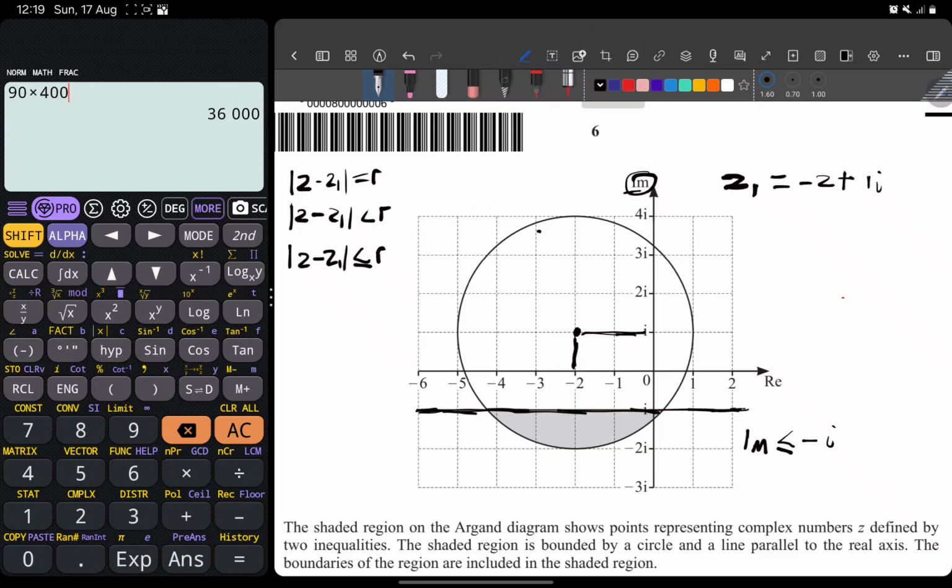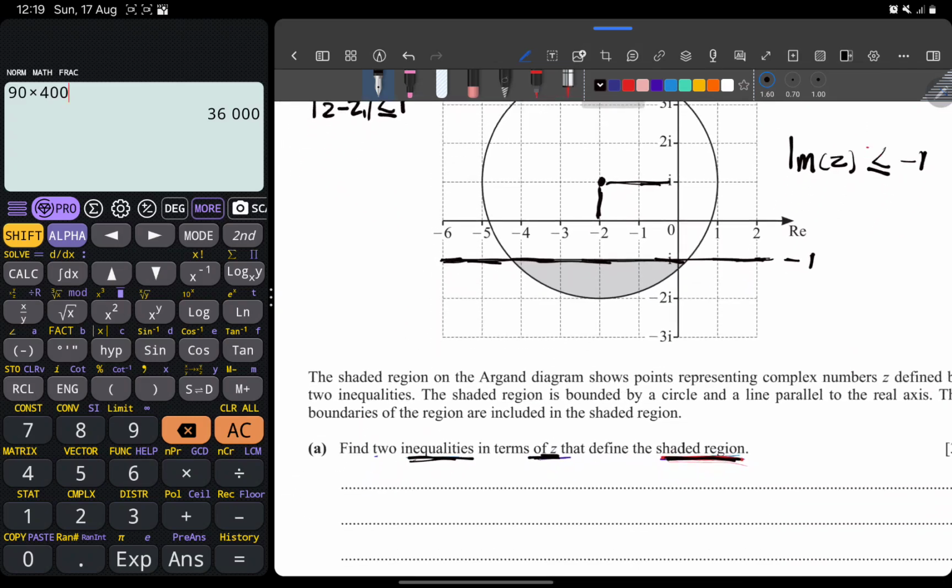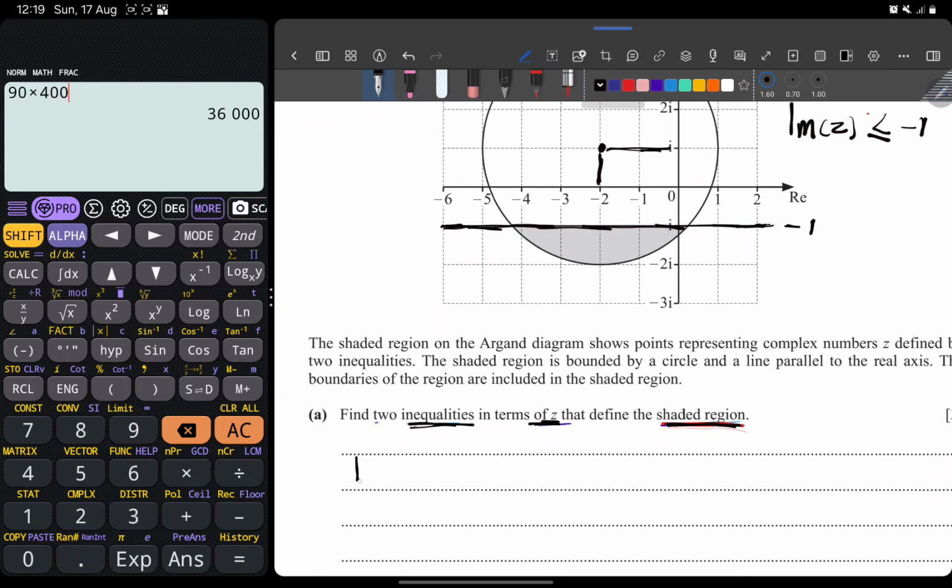Can you see that? Right? Now when we put it as an inequality, we don't have to put the i. Because we already know that we are on the imaginary axis, we would write that the imaginary part of Z should be less than or equal to minus 1, because I want it to be below this minus 1 on the imaginary axis. So, find the two inequalities. First of all, I can already see that the imaginary part should be less than or equal to minus 1. Now let's do the second one.